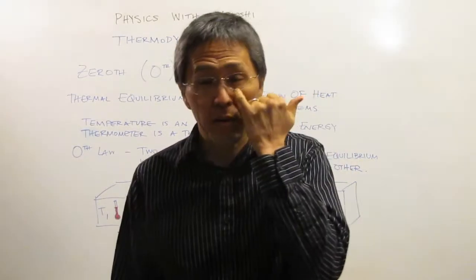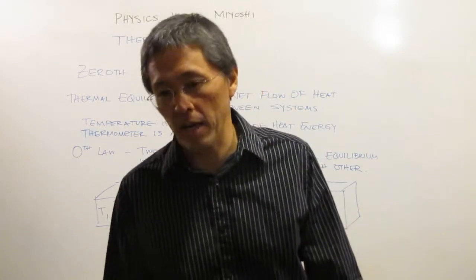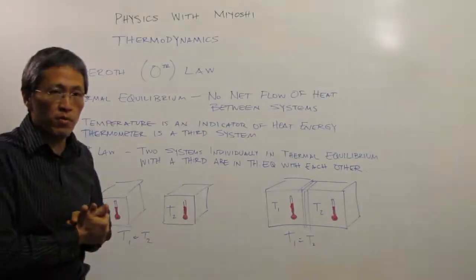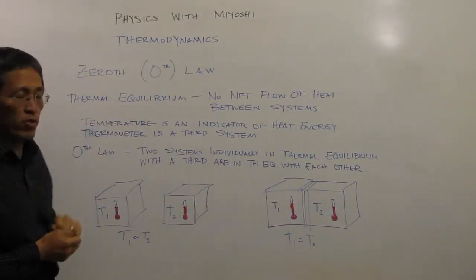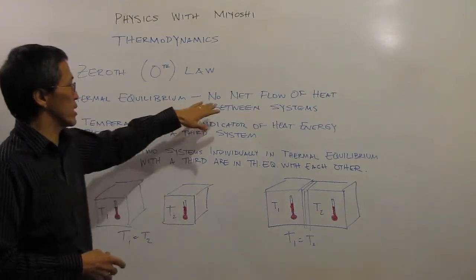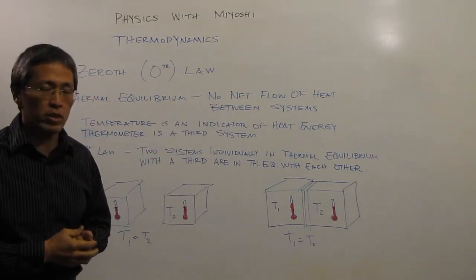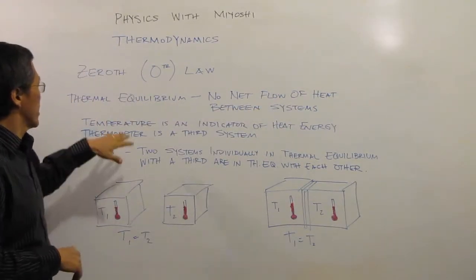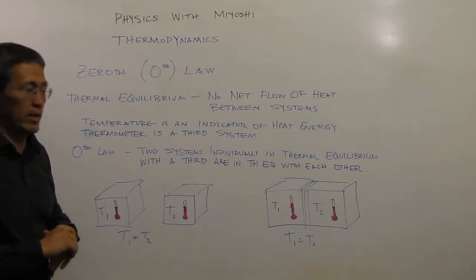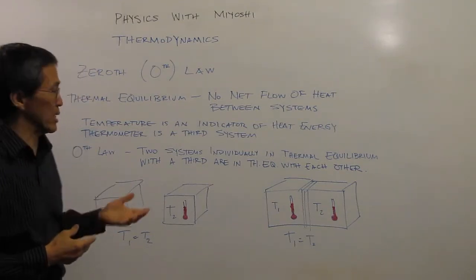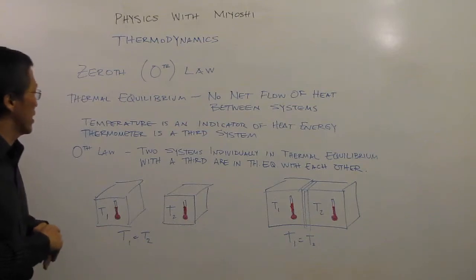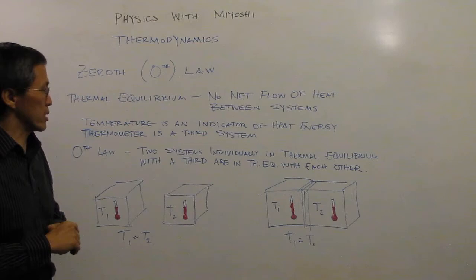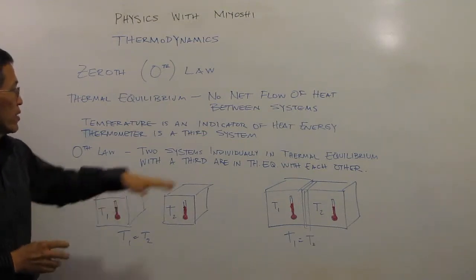Today we're here to talk about thermodynamics and the Zeroth Law of Thermodynamics. So, the Zeroth Law of Thermodynamics. First of all, before we talk about that, we know what thermal equilibrium is, and that just means that there's no net flow of heat between two systems, or between systems. We also know that temperature is not heat energy, but it is an indicator of heat energy. And we also need to know that a thermometer is a third system, and we need to know that because of the definition now.